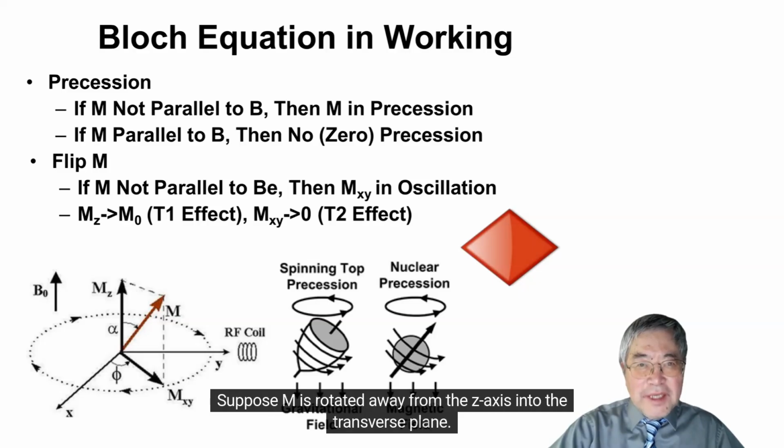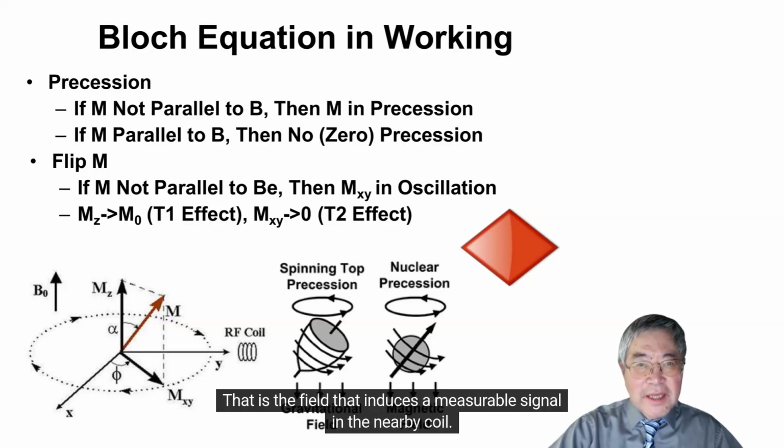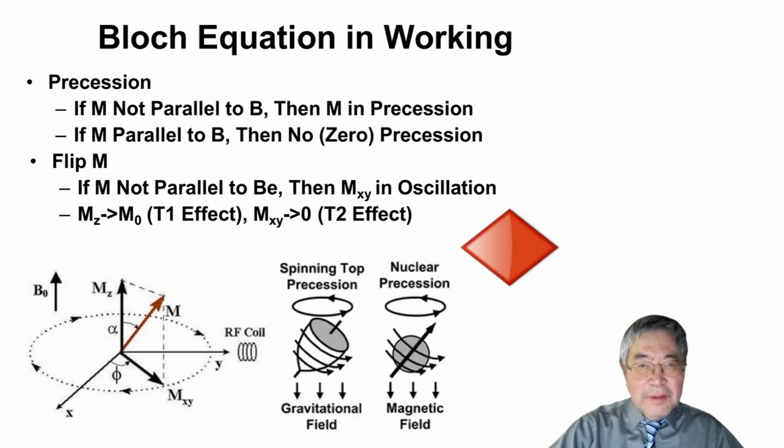Next, think about what happens when we flip M. Suppose M is rotated away from the z-axis into the transverse plane. Now the magnetization has a horizontal component, which we call Mxy. This component will oscillate and produce an alternating magnetic field. That is the field that induces a measurable signal in the nearby coil.